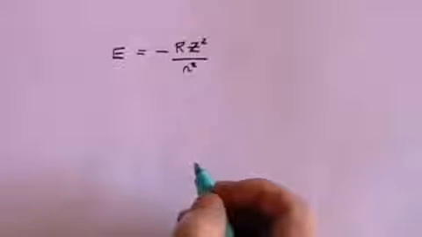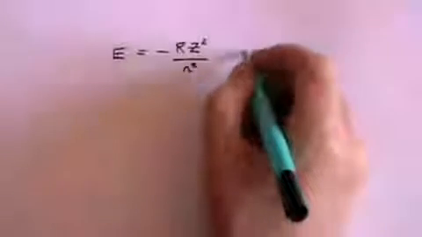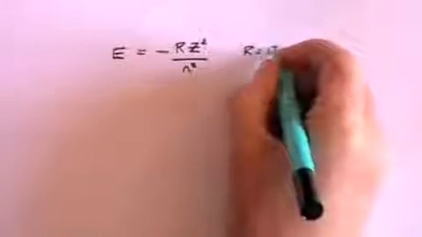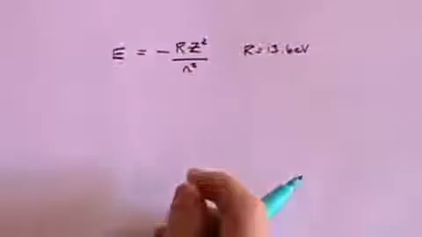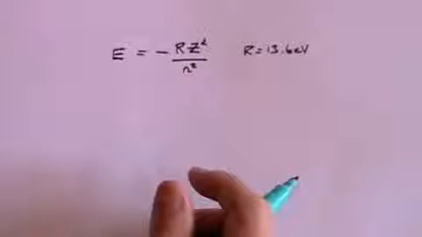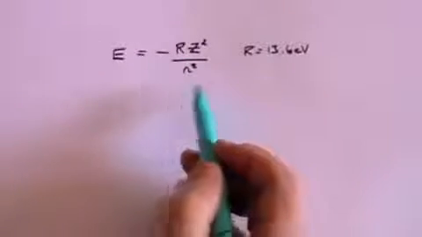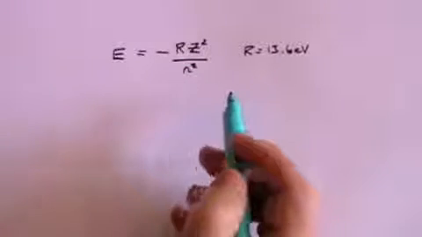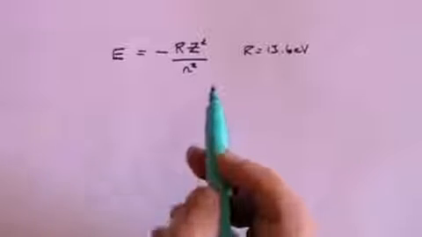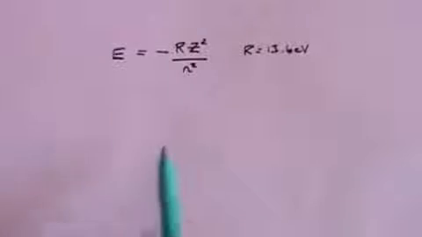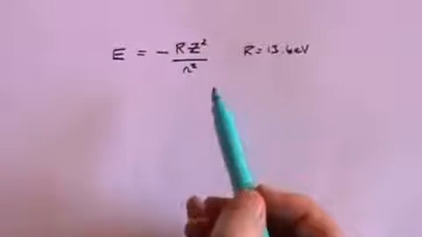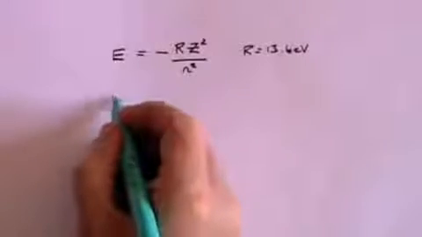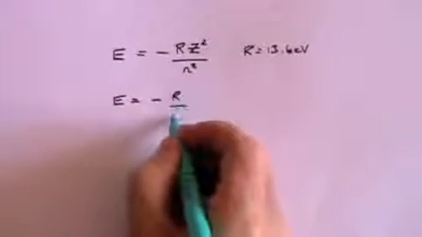So 1, 2, 3, 4, but it can't be 1.3. The value of R is 13.6 electron volts, so it's a measure of energy. And this applies for a one-electron atom. So you can have as many protons as you like, provided you've only got one orbiting electron. And the most obvious situation where you've got one orbiting electron is in the case of hydrogen. Now for hydrogen, you've got one proton, so Z is 1, and one electron. And so for hydrogen, E equals minus R over n squared.